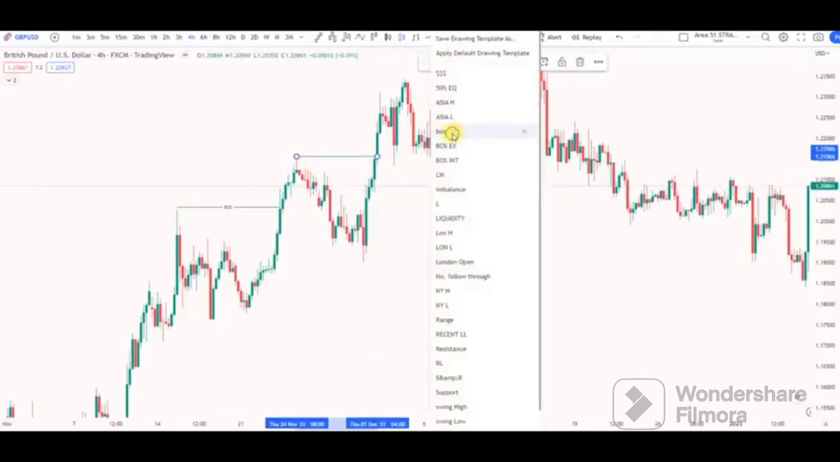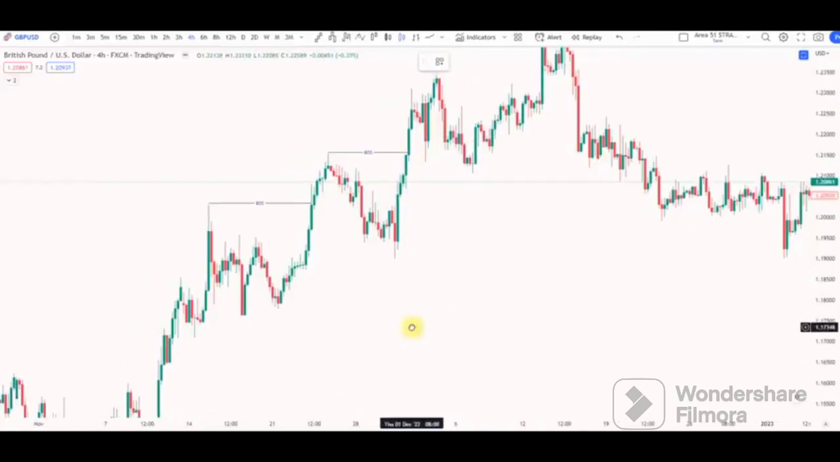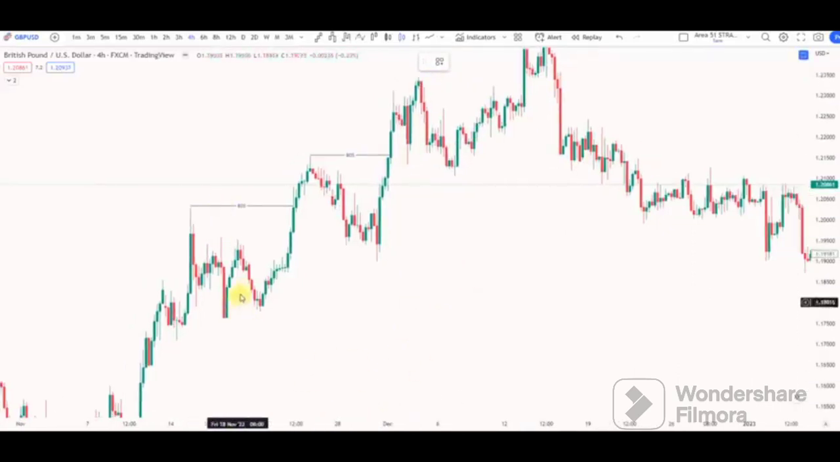Okay, and then we have another break of structure right there. So what happens here is, let's say the market was breaking structures to the upside, creating high highs, high lows. We have a high low led to a high high, breaking this structure here.